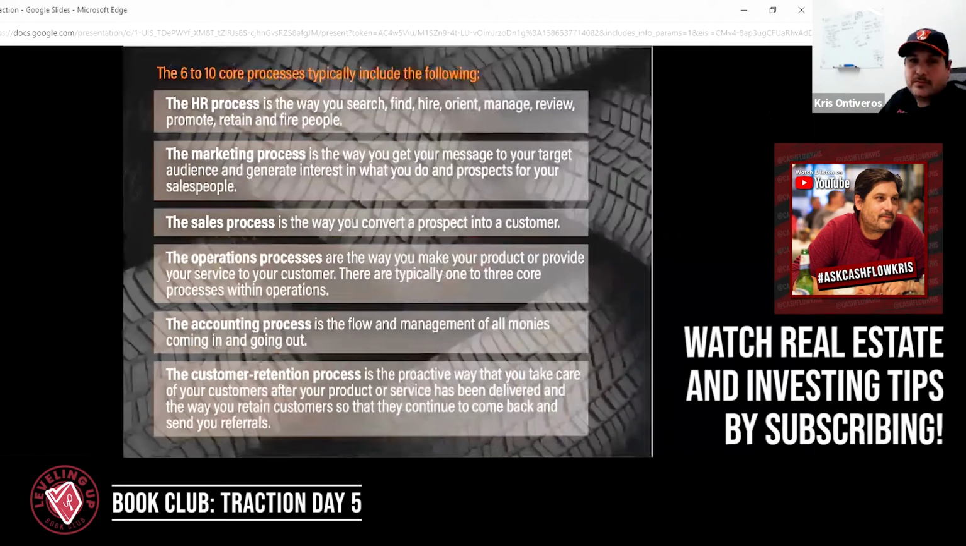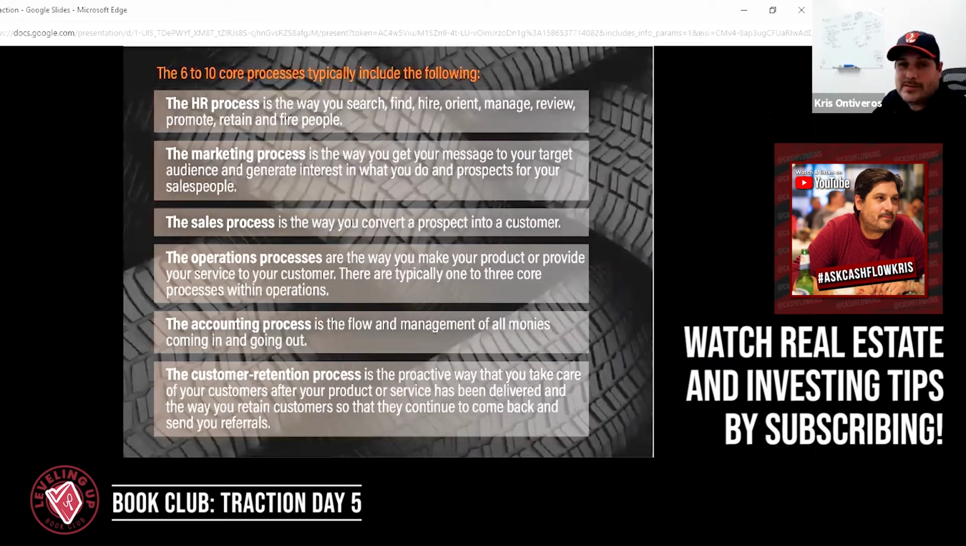For example, here's an example of common core processes. The HR process. How do you hire, fire, manage, review, promote? This is a huge one. If you want to bonus your people, how do you know how to do that? What's the process? Marketing, that's a big one. That's right here on page 1 of our VTO, our core focus. What's our marketing process? So how you do it and what you do and how you do it.